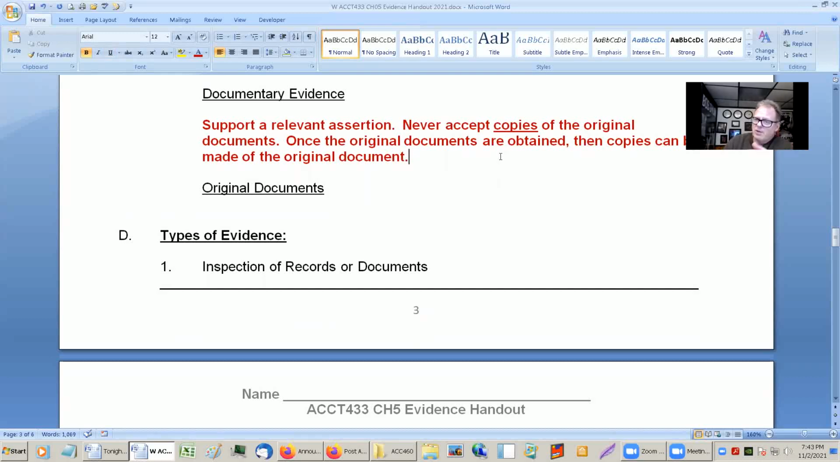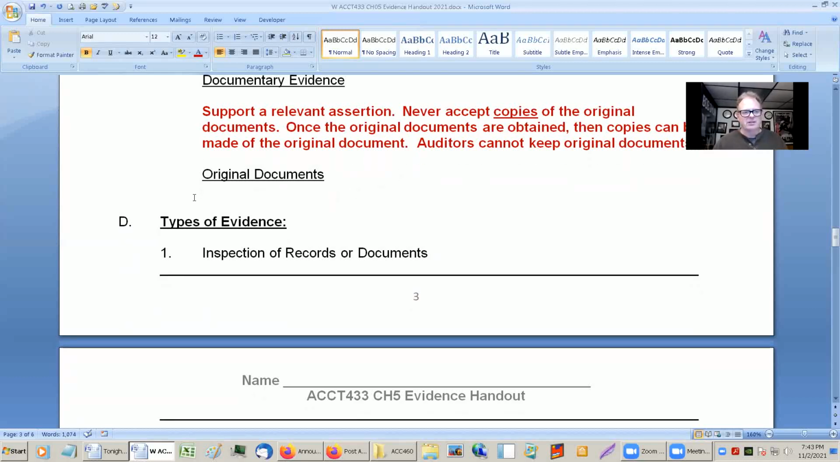You get the originals, then you make the copies for yourself to fill in your files or scan them in for yourself. Now, original documents must be returned to the client. You cannot keep original documents. So I say, well, how about if they don't pay you? Can you hold on to the documents if they don't? No, you've got to give them back the original documents. Anything you have with the bill is something different.